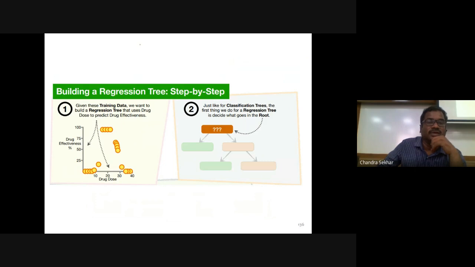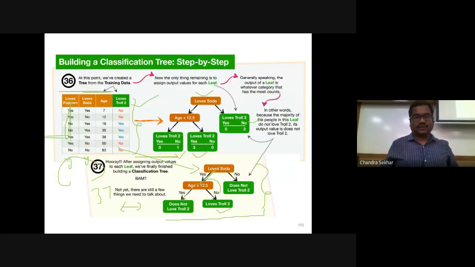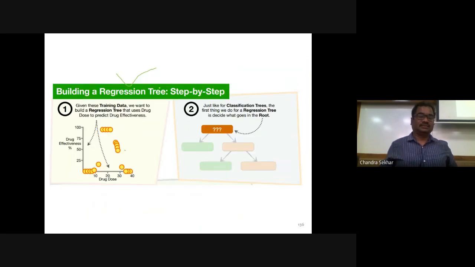So now we move on to the regression tree. So what is a regression tree? What is the output in a regression tree? In case of classification, it will give the class label, either no or yes. And in case of regression, it has to give a value.